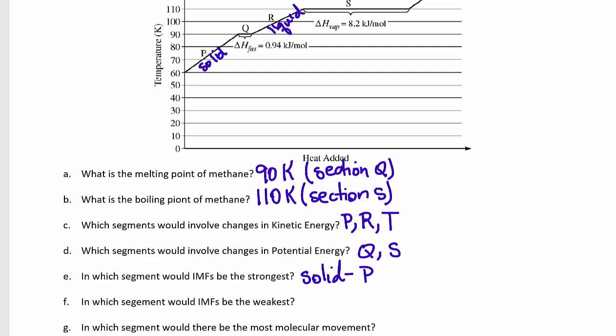The segment where the intermolecular forces between the methane molecules would be the weakest would be in the gas phase because they have very little attraction to each other because they're far apart, and that would be section T. In which segment would there be the most molecular movement? That again would be section T because you're in the gas phase and they're moving much faster than in the liquid or the solid phase.